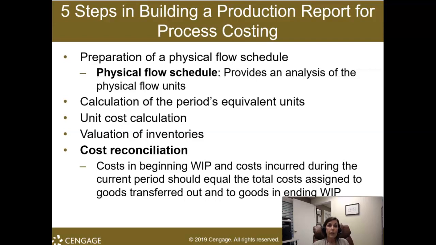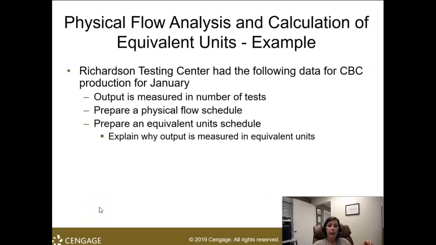We're going to pick up this video here with the steps in preparing a production report for process costing. And this is the report that's really going to capture the equivalent units and the travel of costs through the various processes. And there are 5 steps in this process, and we will begin with steps 1 and 2 here.